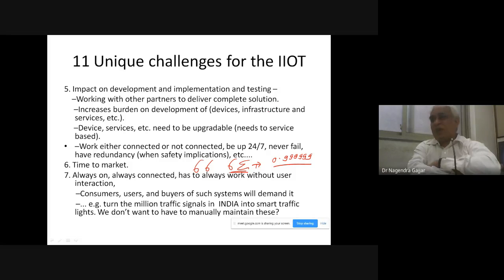That's what is very important. Similarly, when you turn the median traffic controls in India into smart traffic lights, we don't want to maintain this manually, right? You need to have a mechanism so that it is auto controlled, auto configured, auto managed, and my maintenance is not manual. Now, that's another simple example. If I have to do the configuration of my traffic points and observe, and I have to go to all the traffic crossroads to configure it, I won't like it, right?